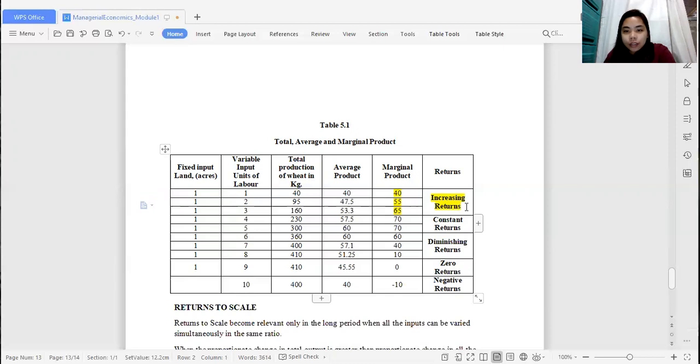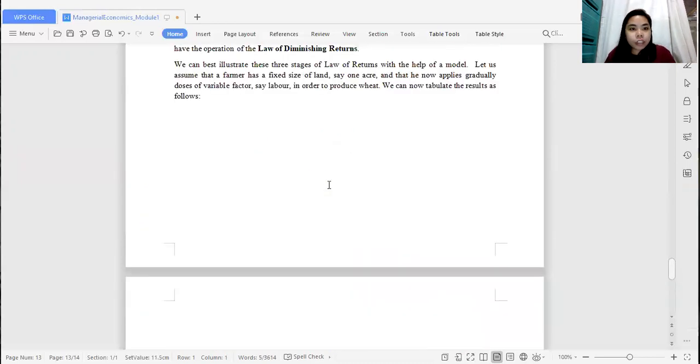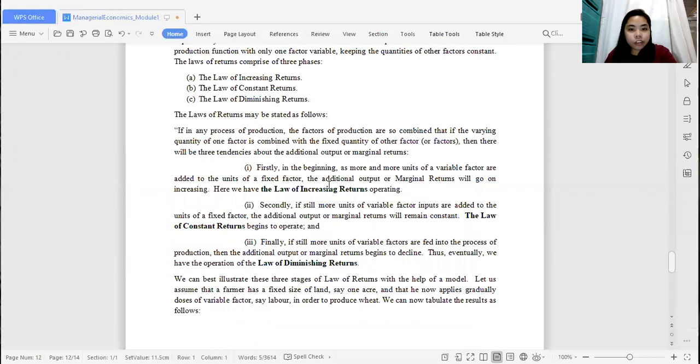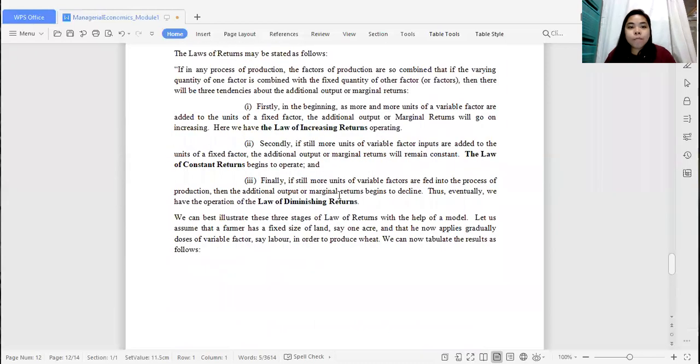So this phase is the law of increasing returns. So na siya no. Dali lang balik ta. Tsakto, the law of increasing returns applies.